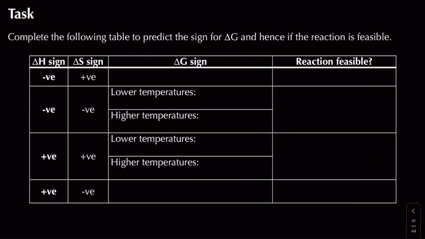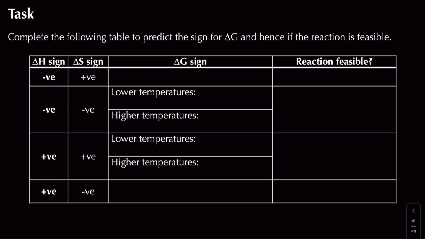Now, moving on, I've got a table for you to have a look at using the same principles again. I want you to decide whether we've got a positive or negative delta G sign, and whether the reaction is going to be feasible for each of the following conditions. Feel free to pause the video, have a go, and resume once you're ready to go over the answers.